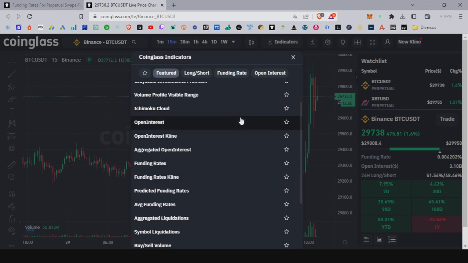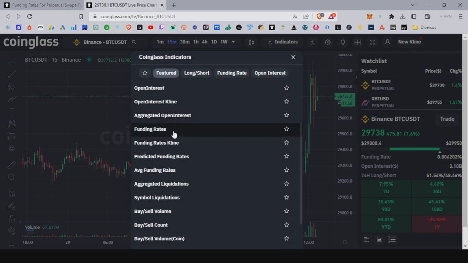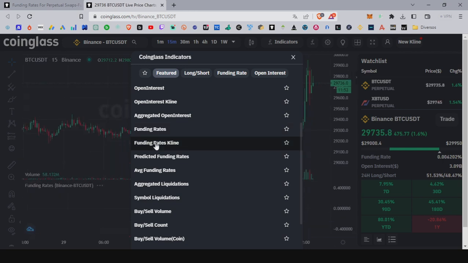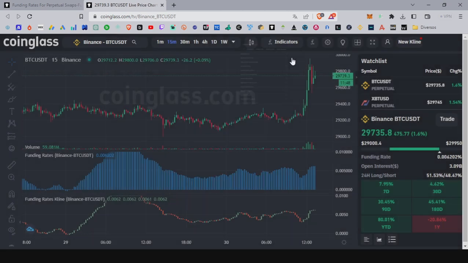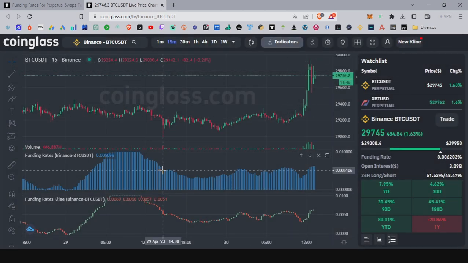And I'm going to search for funding rates. And important, okay, I'm going to put funding rates and funding rates key line, so you can check both of them. You're going to see that they are the same. And in the end, it's just a matter of which one you like the best.